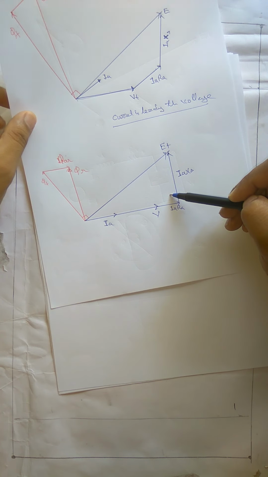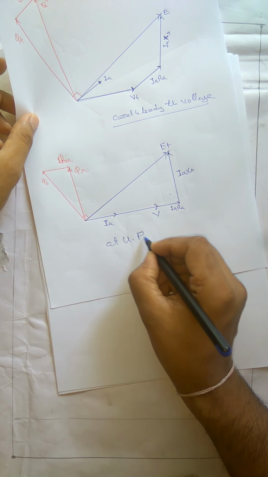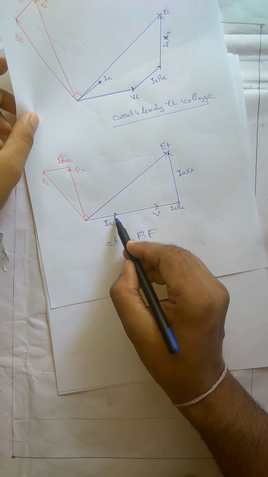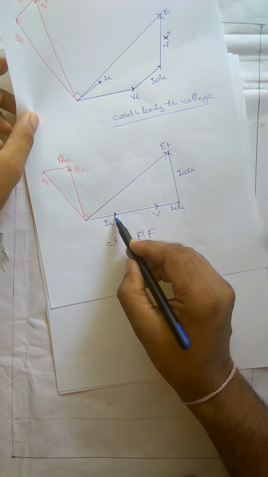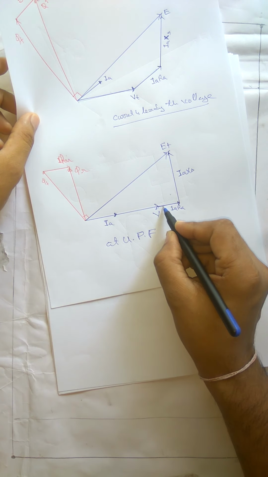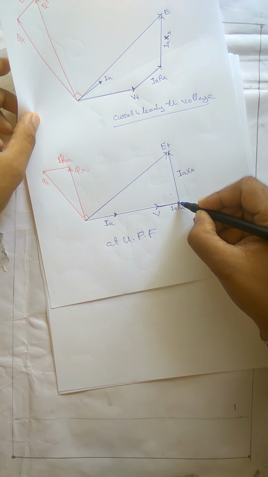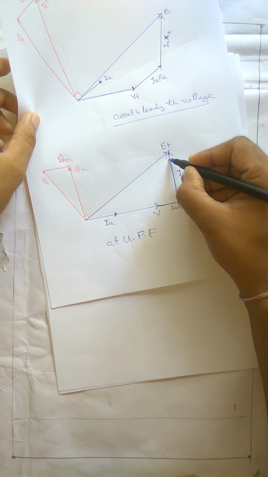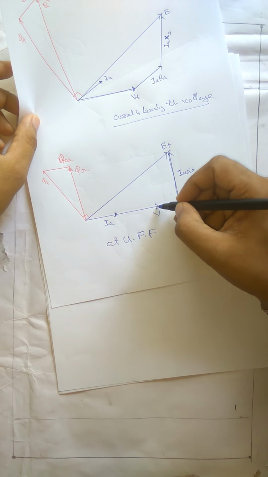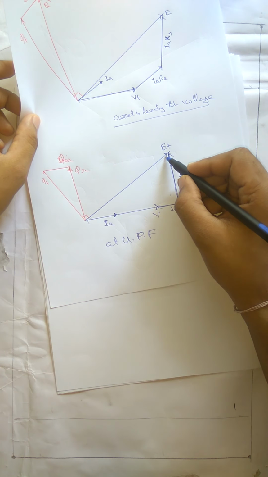Here, this is the phasor diagram at unity power factor, that is when V and I are in same phase. This is V, this is I. So IaRa will be in the direction of I. So V plus IaRa. Ia Xs will be perpendicular to V. So it will be in this direction. Sorry, perpendicular to I, it will be in this direction. So V plus IaRa plus Ia Xs will give me E.